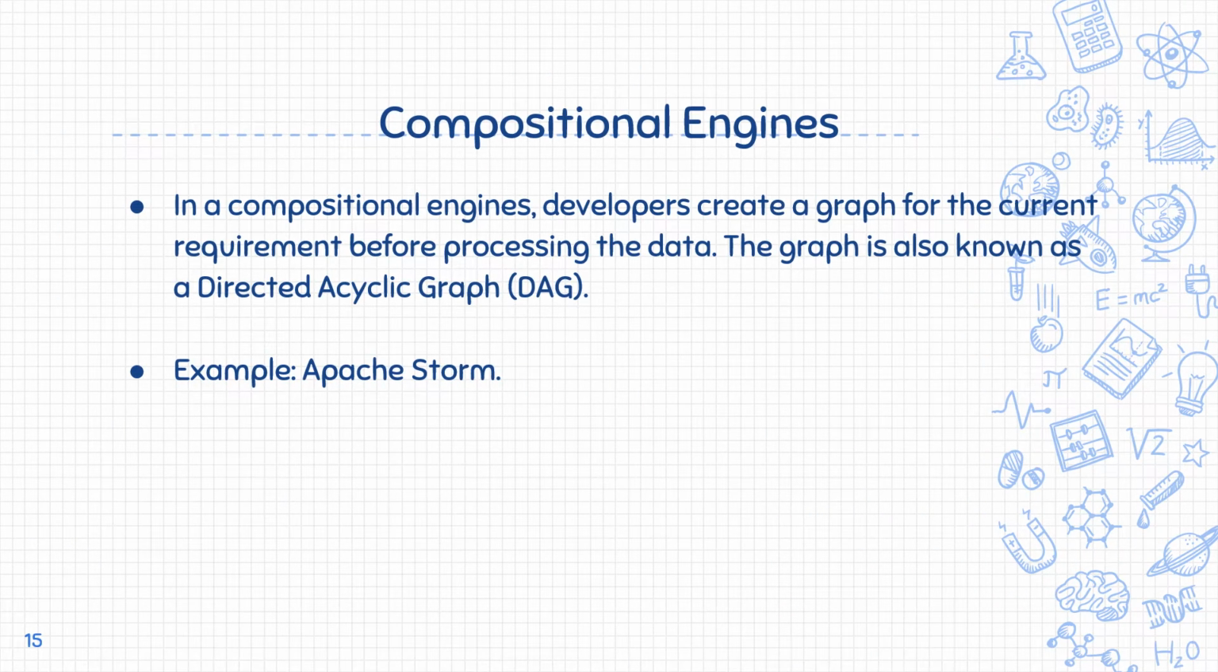In a compositional engine, developers create a graph for the current condition before processing the data. This graph is also known as a directed acyclic graph. One of the most popular software tools that use this framework is Apache Storm.